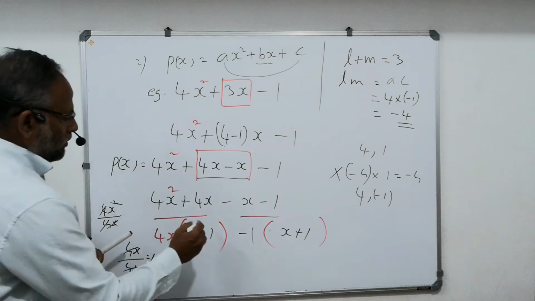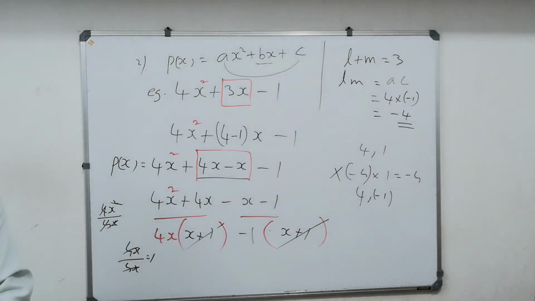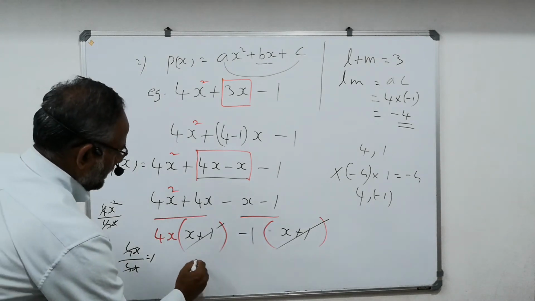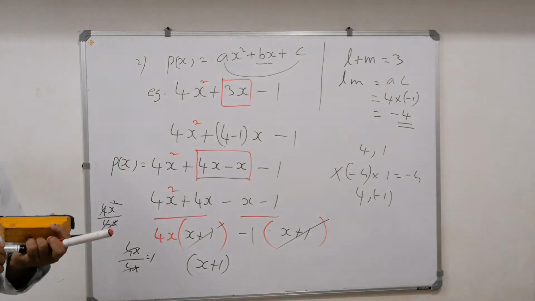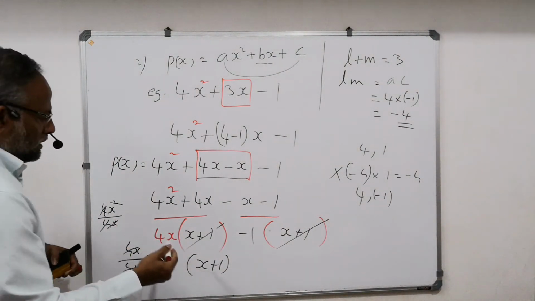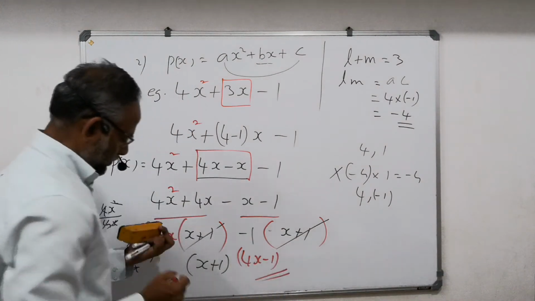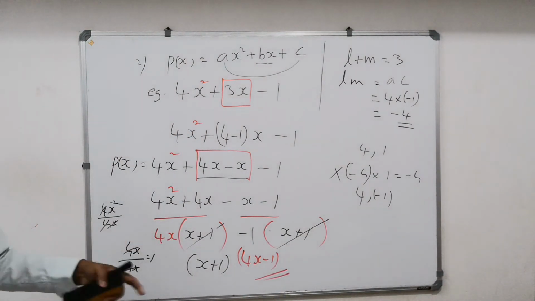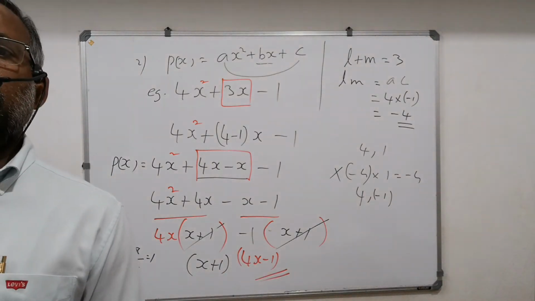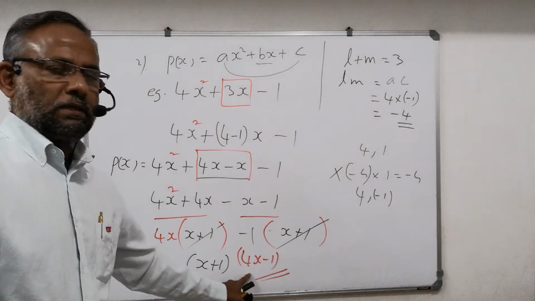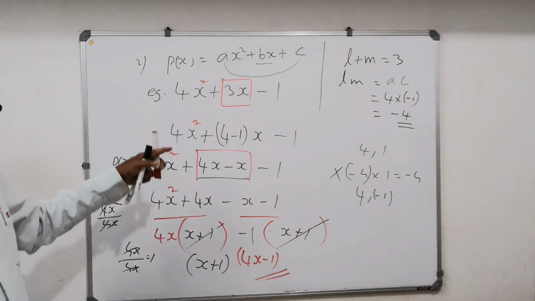What is here? Blue color. Don't cut, keep. That means two brackets keep together. Take out the common thing, that means x plus 1, into what is the other one, 4x minus 1. That is it. x plus 1 into 4x minus 1. Okay, I think you understood this one.